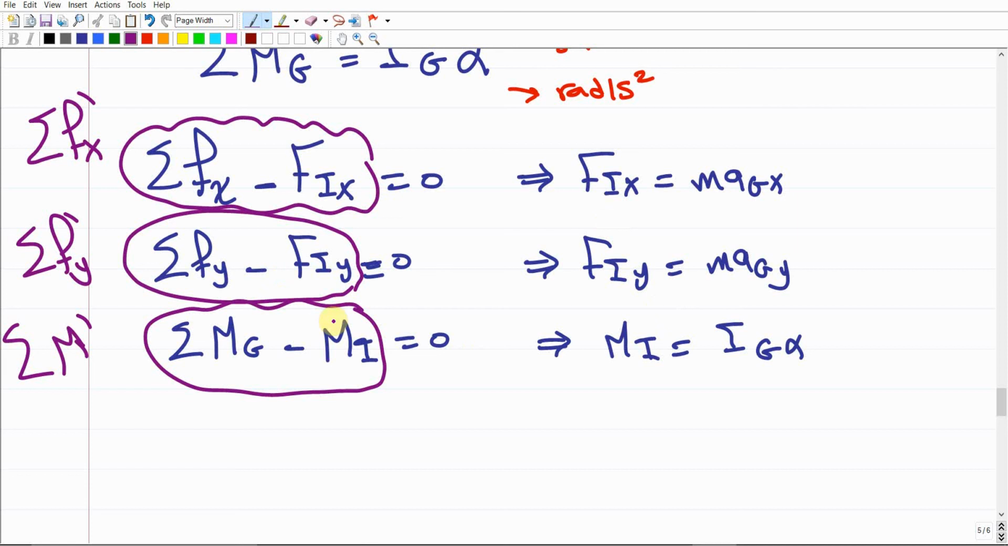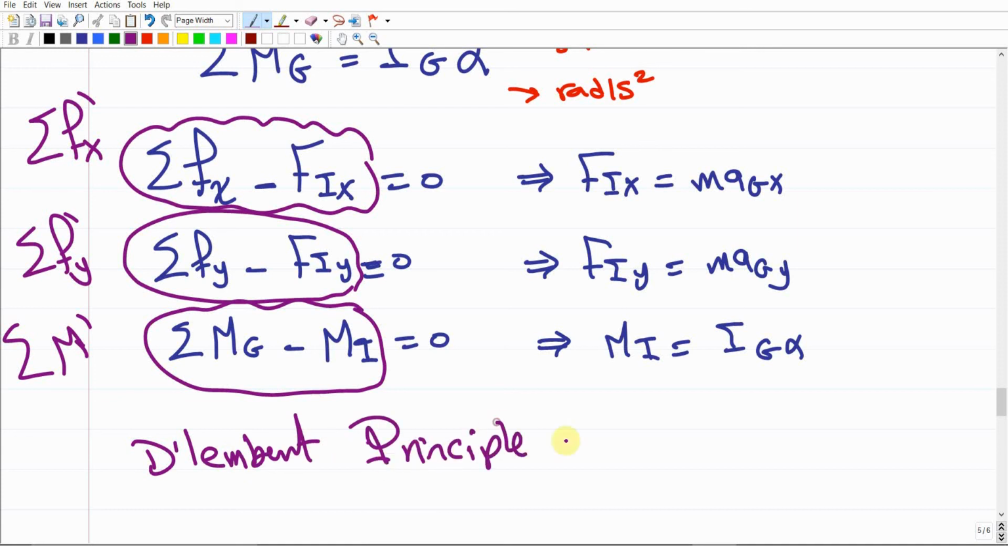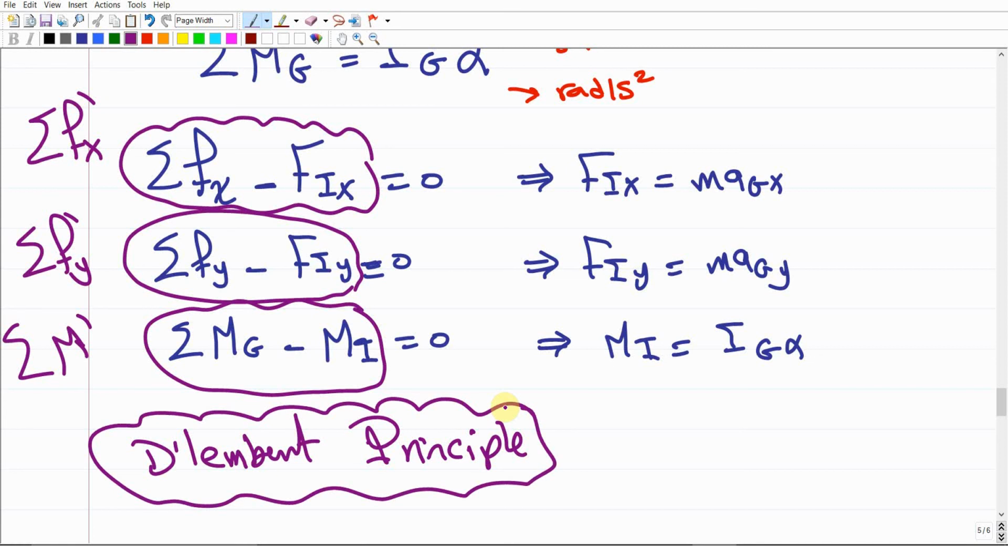This method, which is not that significant a departure from the conventional Newtonian method, is commonly known as the D'Alembert principle. Somehow we can handle this problem like it is kind of static, like equivalent to the static system.